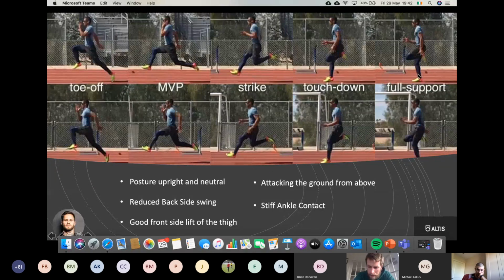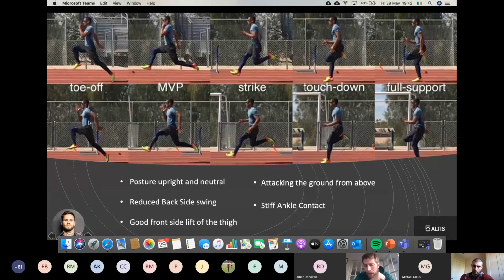If your ankle is plantar flexed or really loose, you won't be able to absorb any of the forces. So you want to have a stiff ankle so you can absorb the forces and keep bouncing down the track.